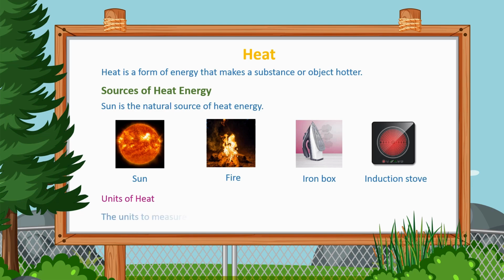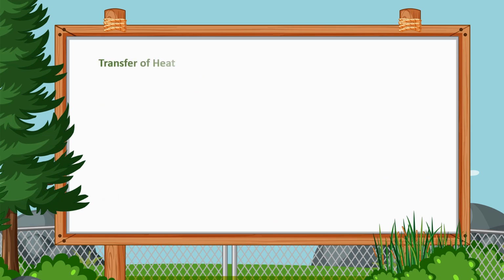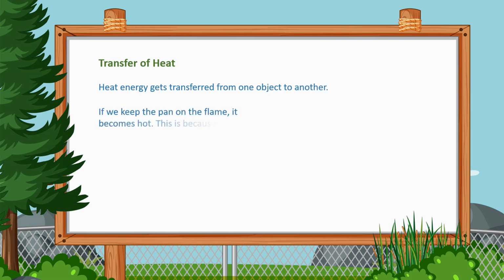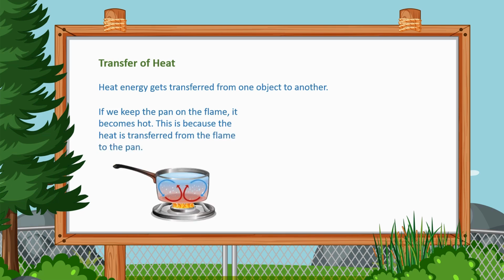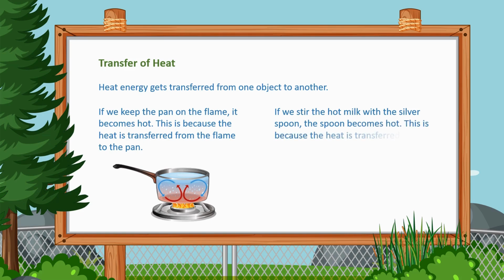Units of heat. The units to measure heat are joule and calorie. Transfer of heat. Heat energy gets transferred from one object to another. If we keep the pan on the flame, it becomes hot. This is because the heat is transferred from the flame to the pan. If we stir the hot milk with the silver spoon, the spoon becomes hot. This is because the heat is transferred from the milk to the spoon.